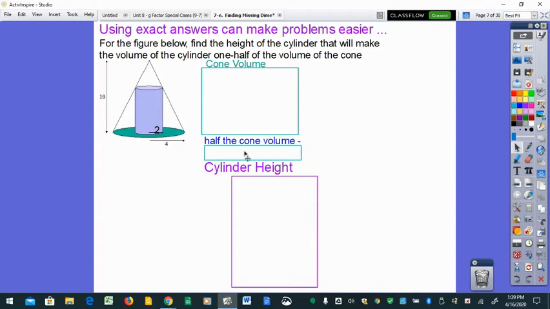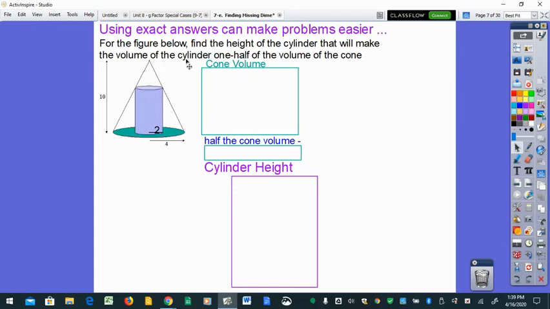The cylinder has a radius of 2. The cone has a radius of 4. The height of the cone is 10. I just want to make sure you see that picture. For the figure below, find the height of the cylinder. So the height of this purpley blue cylinder is missing. We're going to kind of have to take 2 steps to get there.